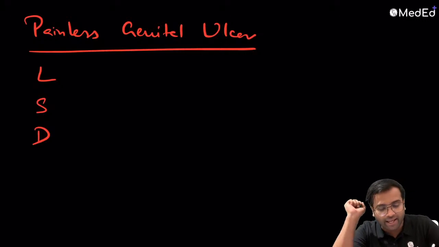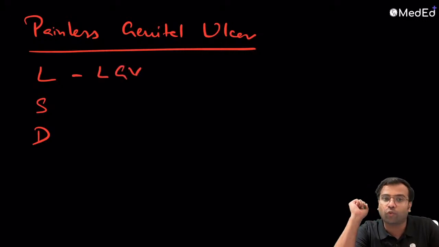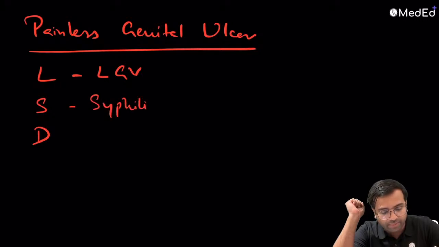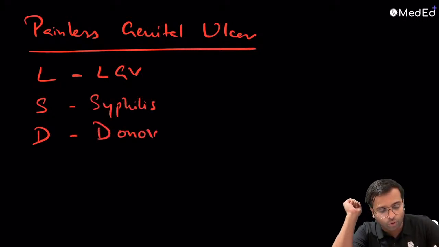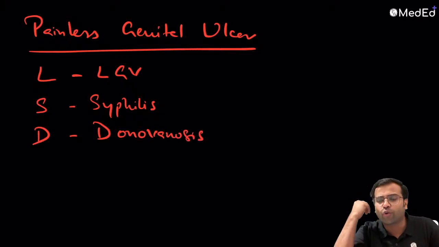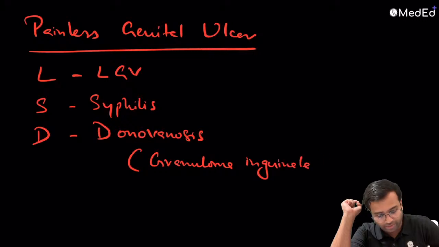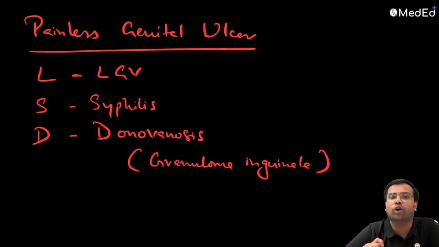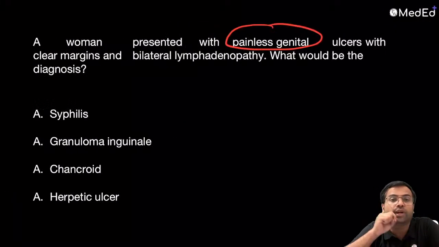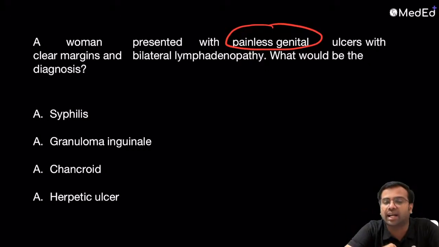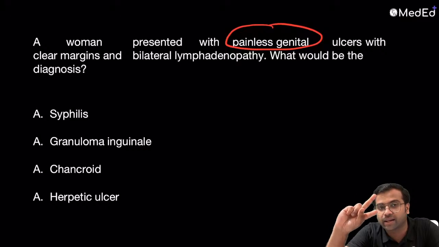LSD. So, what is L? L stands for LGV, lymphogranuloma venereum. S stands for syphilis. And D stands for donovanosis. So what is this donovanosis? Donovanosis was previously called granuloma inguinale. Now remember, if you remember this one mnemonic, that is LSD, every time you get an MCQ about a painful or a painless ulcer, with options syphilis, granuloma inguinale, chancroid, herpetic ulcer, but the ulcer is painless, what are the two things that you can easily rule out?